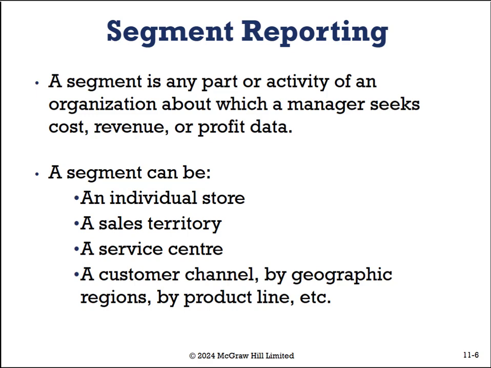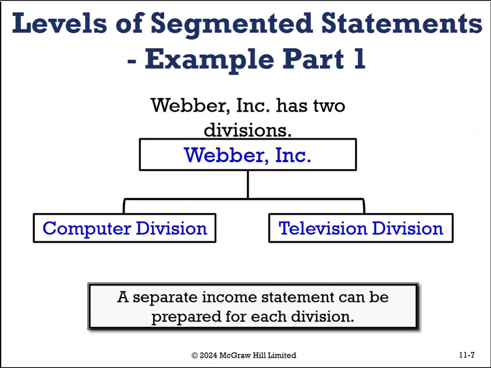Let's look at what this may look like as an example. So we have levels of segmented statements. Perhaps we have Webb Inc., and they have a computer division and a television division. And we can create a separate income statement for each division.